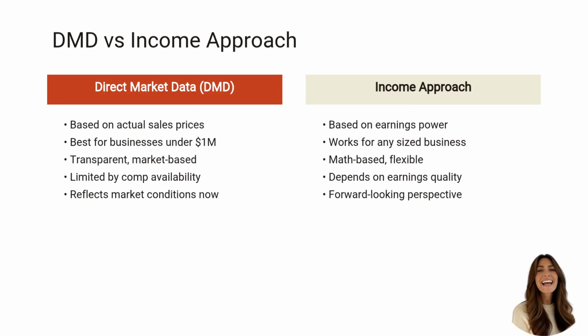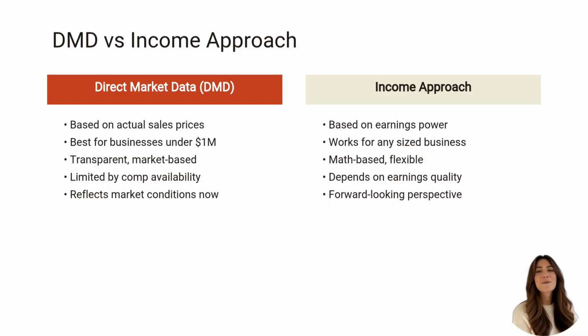Think of DMD and income approach as complementary. DMD answers, what did the market pay for similar businesses? Income approach answers, what should a buyer pay for this earning power? Both are valid. They sometimes give different answers. If DMD says 1.2 million and income approach says 1.4 million, investigate why.